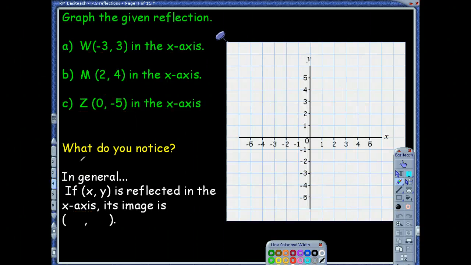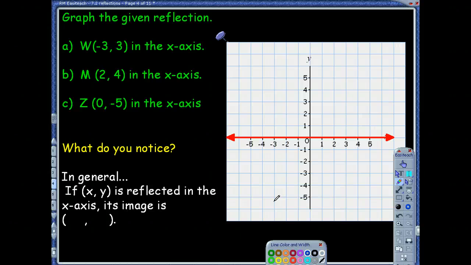Now, let's try a different line of reflection. Notice this time around we're going to do a reflection across the X-axis. I always like to kind of highlight that, just like Ms. Hochgraby did as well. And we're going to reflect individual points. Now, Ms. Hochgraby mentioned doing blue and red. If you don't have color, that's okay.